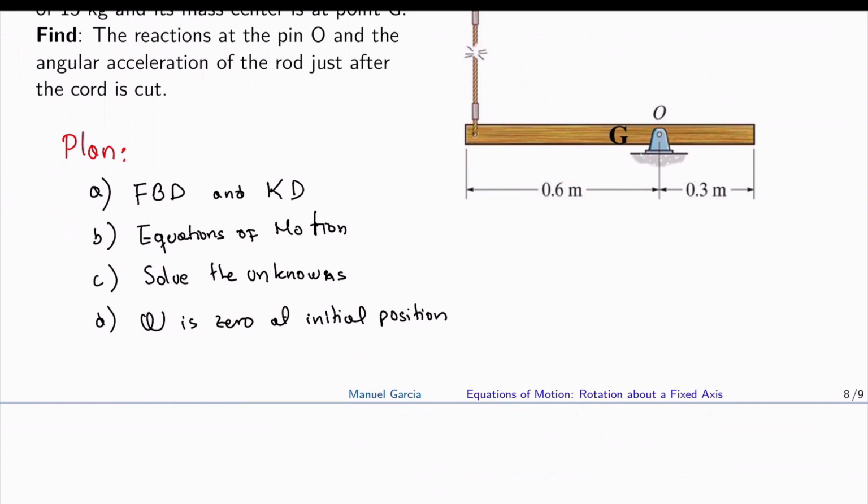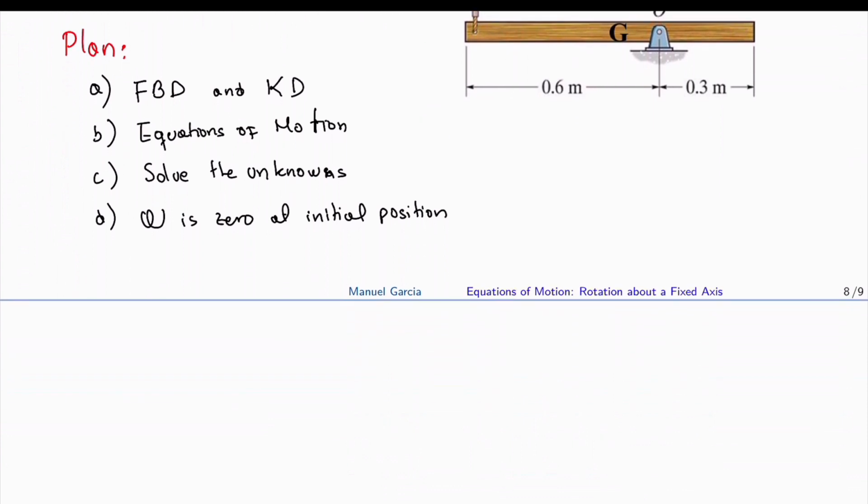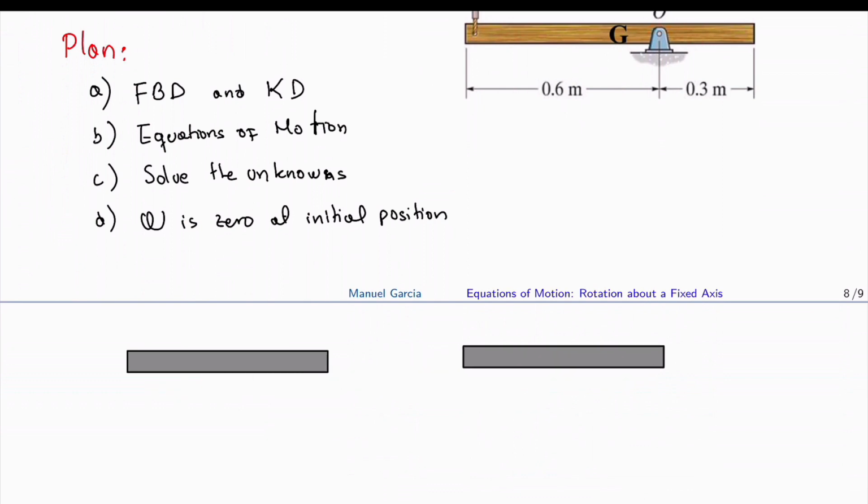Okay, let's proceed. First of all, our free body diagram and kinetic diagram. Let me draw, and let's duplicate this one so we have the two. The free body diagram equals the kinetic diagram. Let's say that this is the point O.